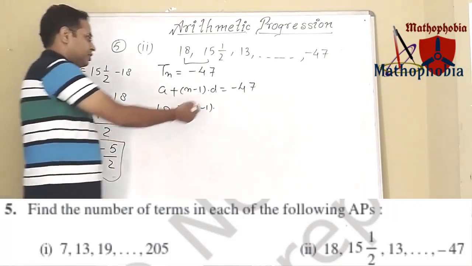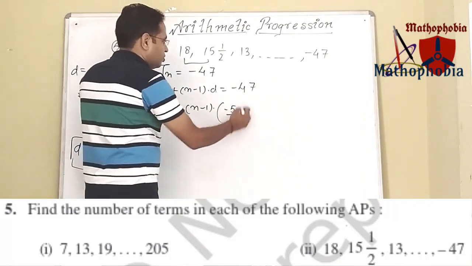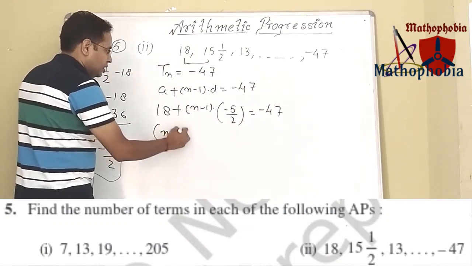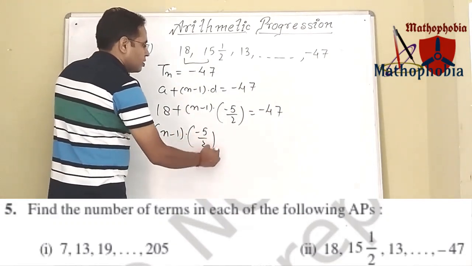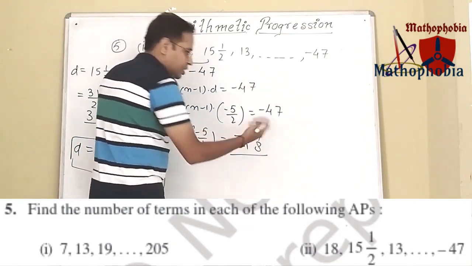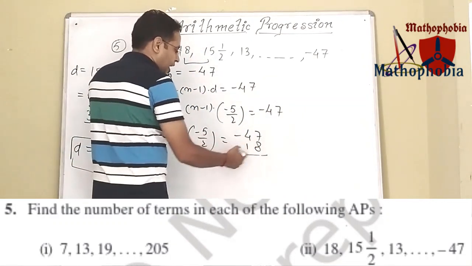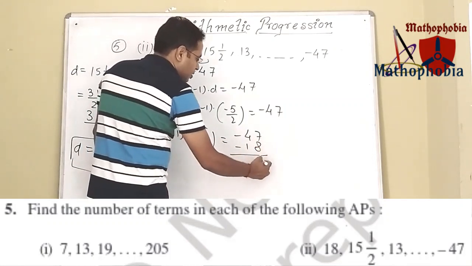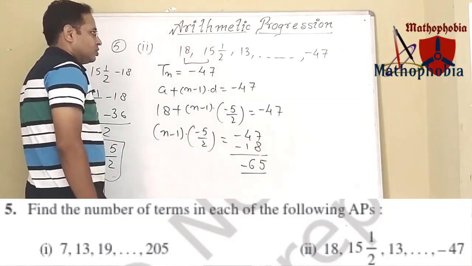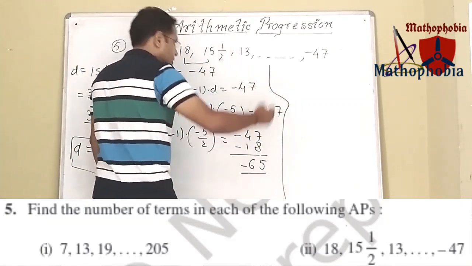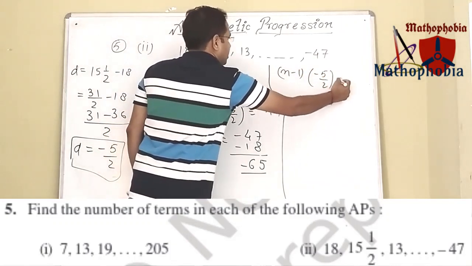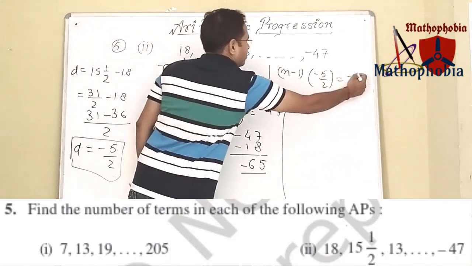We'll put the value of common difference here. n minus 1 into minus 5 by 2 equals minus 47. This 18 will go to the right hand side. We will get equals minus 47 minus 18. जुड़ जाएगा दोनों, है ना? तो both negative will add. You get minus 65. So n minus 1 into minus 5 by 2 equals minus 65.